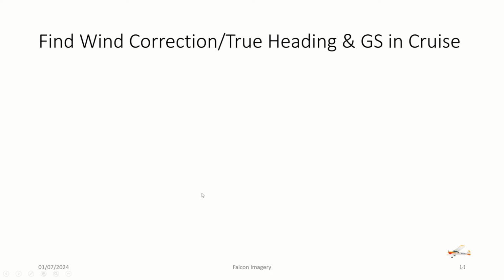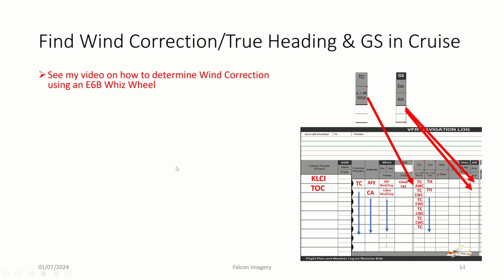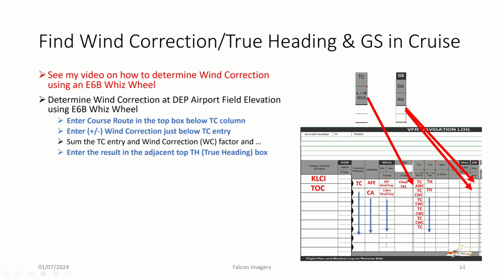Find the wind correction and true heading and ground speed in cruise. So again, you want to watch my video on how to determine the wind correction using an E6B whiz wheel. Determine the wind correction at the departure airport field elevation using the E6B whiz wheel and enter the course route in the top box below the TC column. So you see here we've got our course route we're going to put here, and then we're going to enter our wind correction value right here, and then we'll sum the two of them together, and the sum of those two will go here for our true heading.